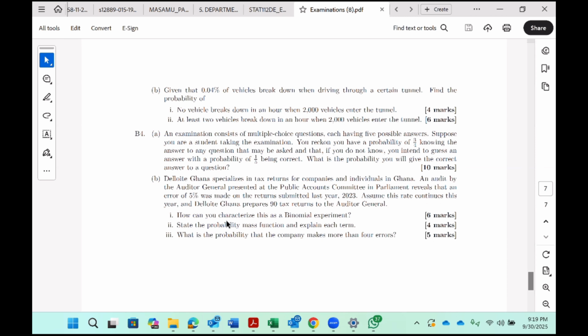Then you apply the probability that no vehicle breaks down. X will now be equal to 0 using the Poisson distribution. So your lambda will now be 0.04% divided by 100 times 2,000. Remember, it is 0.04%. So it's 0.04 divided by 100 times 2,000. Then I multiply 0.04 times 20. That will give me my rate.